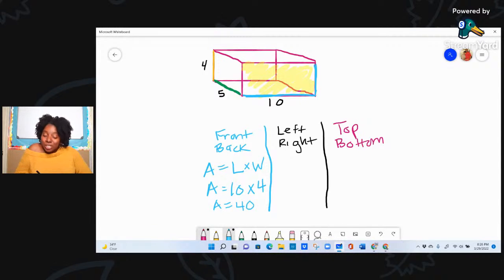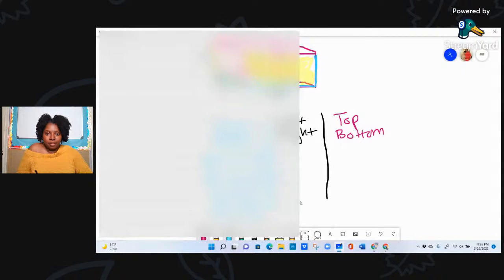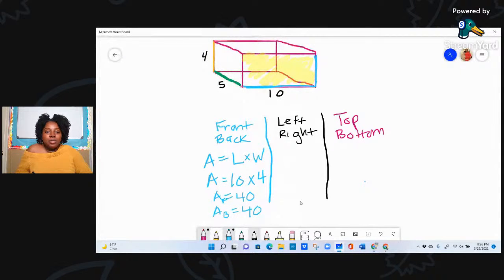Now, that's just the front. To find the back, it's the same thing. So this is the area of the front. I'll put an F here. And then we have the area of the back because it's the same thing. All right, now let's do the left side. So this left side, I'll do it in black.